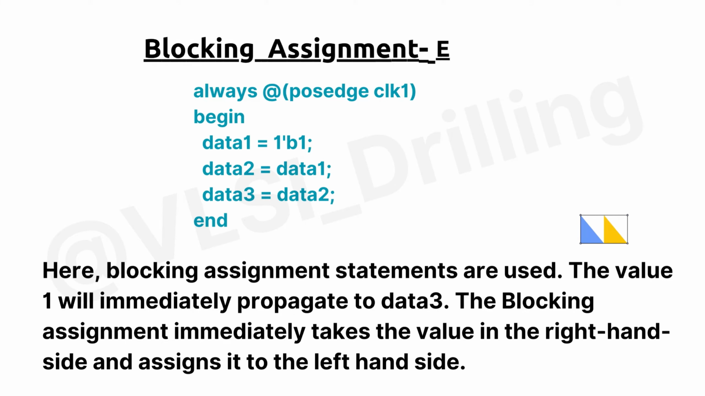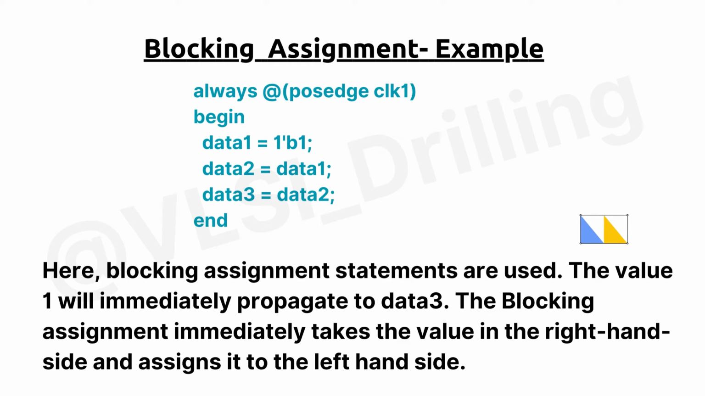For example, always @(posedge clock), begin data1 = 1'b1; data2 = data1; data3 = data2; end. So we are making use of blocking assignment here. The value 1 is assigned to data1 in the first line because it's a blocking assignment and it blocks the other statements till data1 is assigned 1.